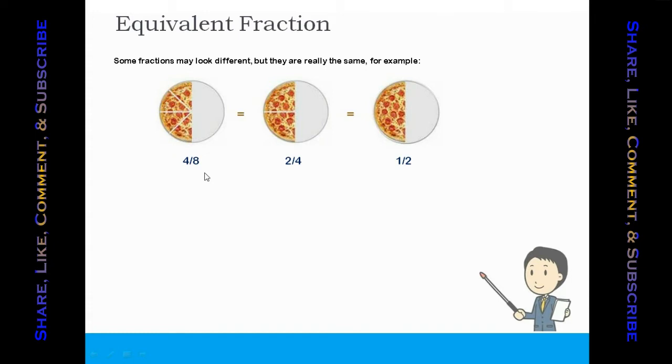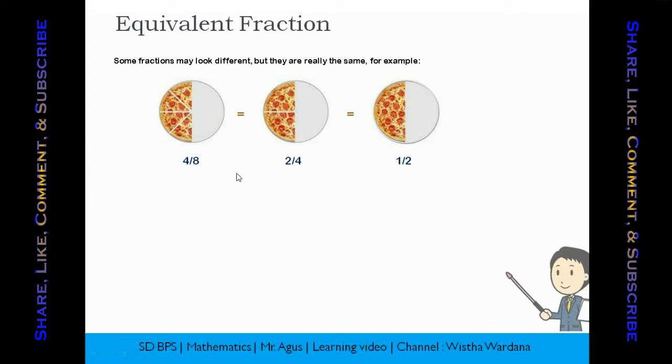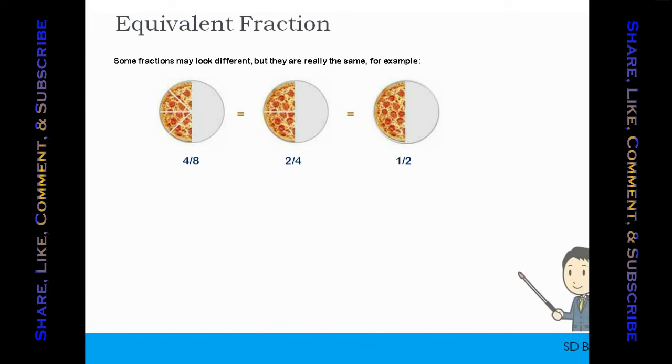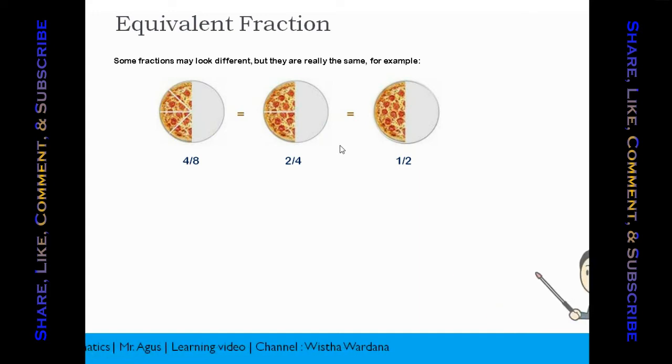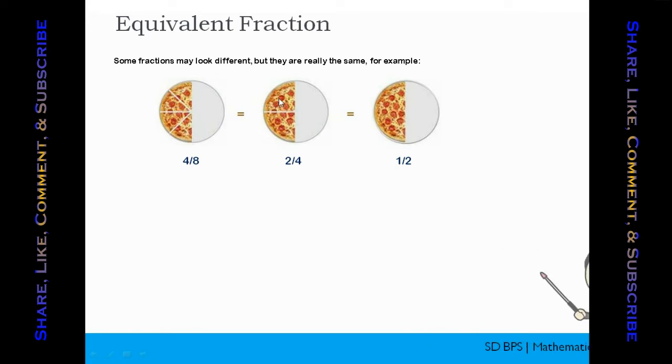4 per 8, 2 per 4, and 1 per 2 may look different, but they are really the same because the value of them are same. Look at the figure. In the third figure, we have 1 part. This is a half of whole pizza. The second figure, we have 2 parts. 2 parts of this one equal to a half of whole pizza.